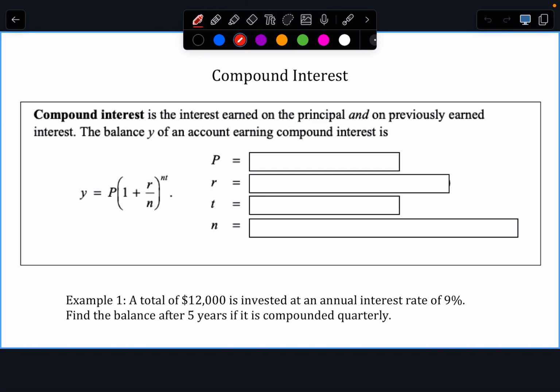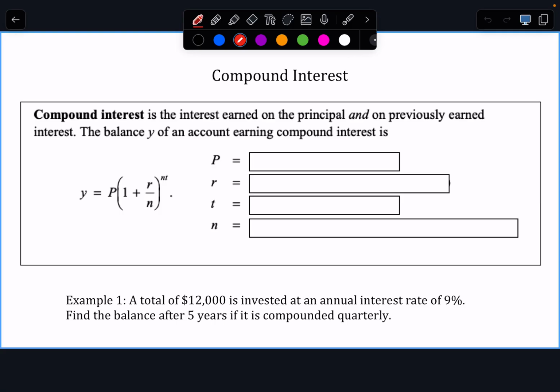So yesterday, when we talked about our formulas, some of you even had some interest problems on your warm-up. Those would be what we consider just simple interest, okay? However, at the bank, more times than not, you're going to have what we call compound interest, okay? So here is our compound interest formula. There's a little bit more to it, yeah?